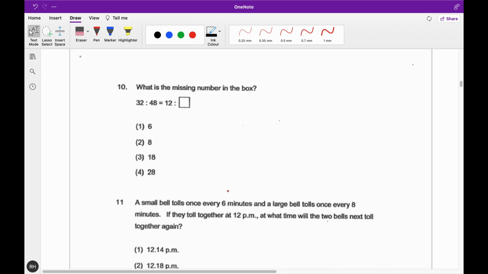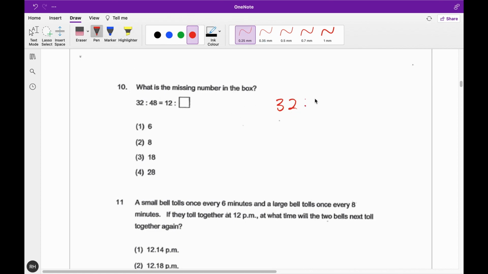Question 10. What is the missing number in the box? 32 is to 48 equals 12 is to something. So the first step we want to do is to see, from 32 to 12, are we able to divide or multiply by a specific number to get to 12? Okay, the answer is no. So what should we do? We should first simplify this ratio.